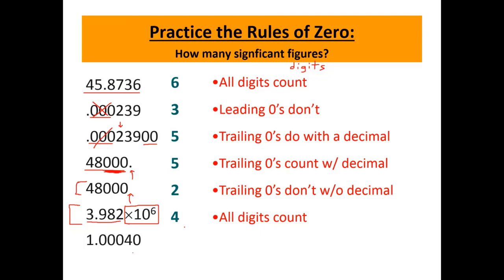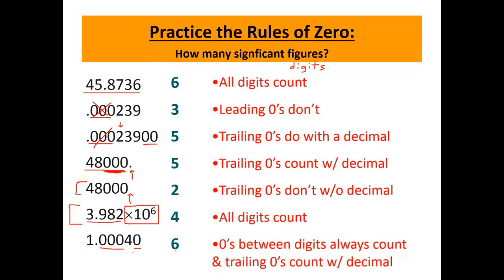Does that make sense? Yes. All right, how many significant figures in this last number? Is it 6? It is 6. Very good. You got your sandwich zeros, so they're always significant, and a trailing zero with a decimal is also significant. Very good.